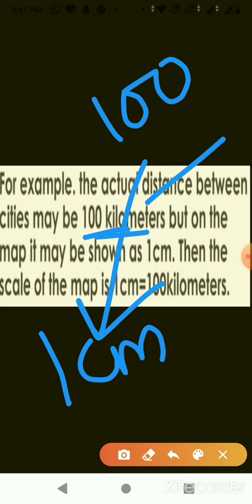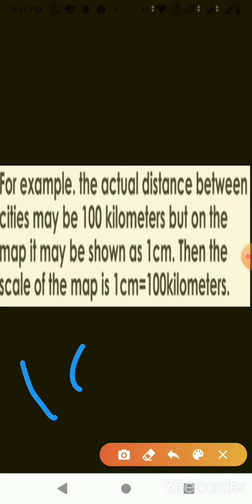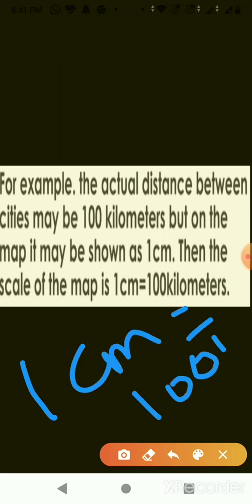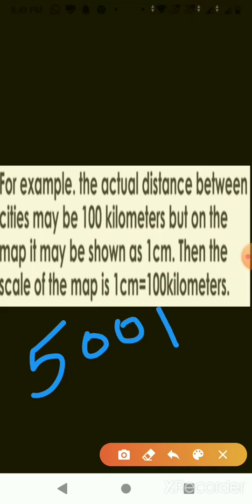Then the scale of the map is 1 centimeter is equal to how many kilometers, children? Yes, 1 centimeter is equal to 100 kilometers. Similarly, if the distance is, for example, 500 kilometers, then what will be shown on the map? What will be the scale on the map? Yes, it will be 5 centimeters. Clear, children?